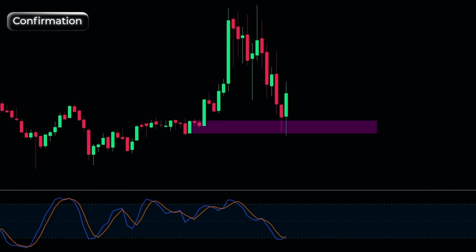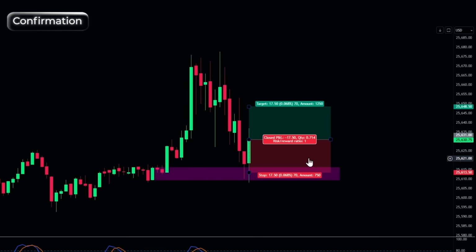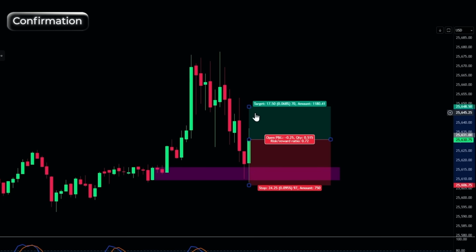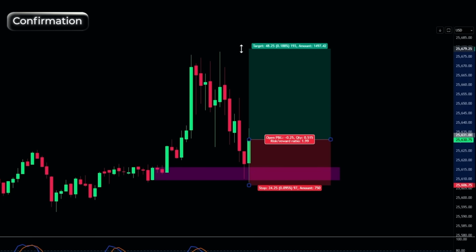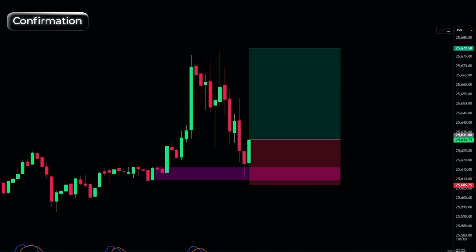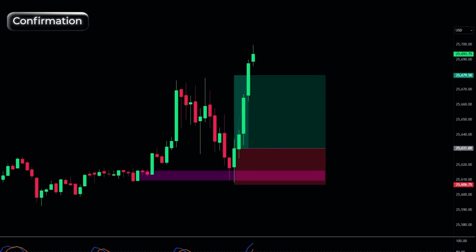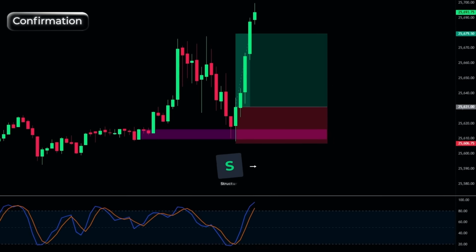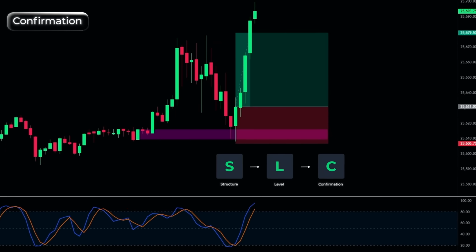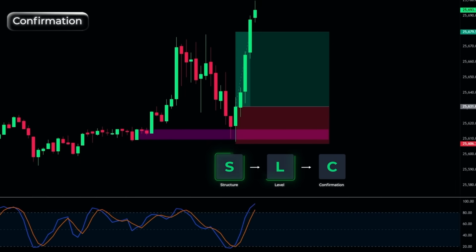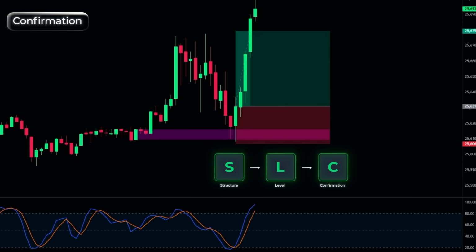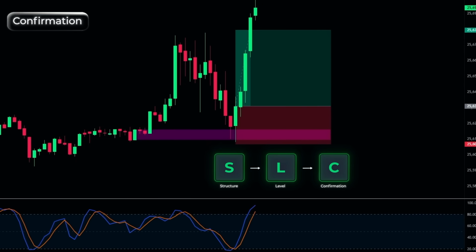And once everything is aligned, we open a long position. The stop loss goes slightly below the demand level, and we can set a take profit target of 2R. And in this example, price moved up and hit our take profit level perfectly. So you can see just how powerful the SLC trading system is. All you have to do is follow a simple trading framework, and it can completely change the way you approach the market. But here's the problem.